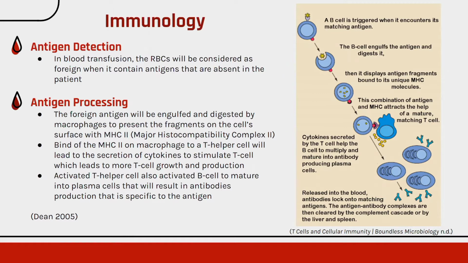The macrophage then secretes cytokines to stimulate the T cells, which in turn will secrete more cytokines to stimulate the growth and production of more T cells. The T helper cells, now activated, will leave to activate B cells. Besides the B cells being stimulated by the T cells to grow and divide, some may progress and mature into plasma cells that produce antibodies that are specific for the antigen that stimulated their production.